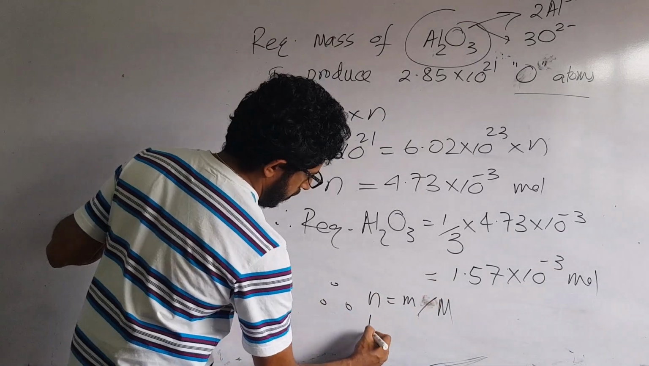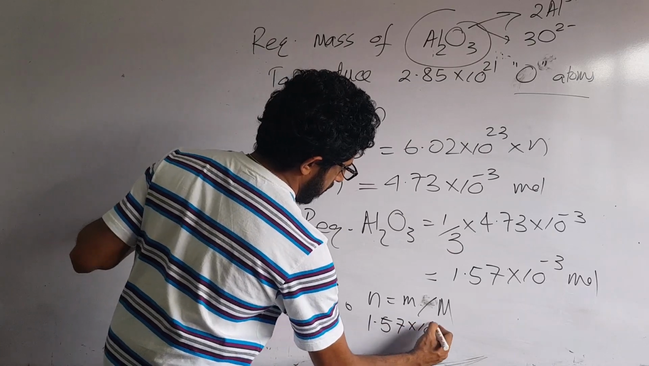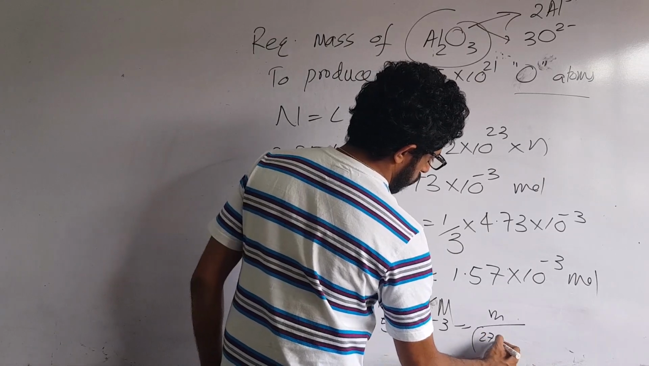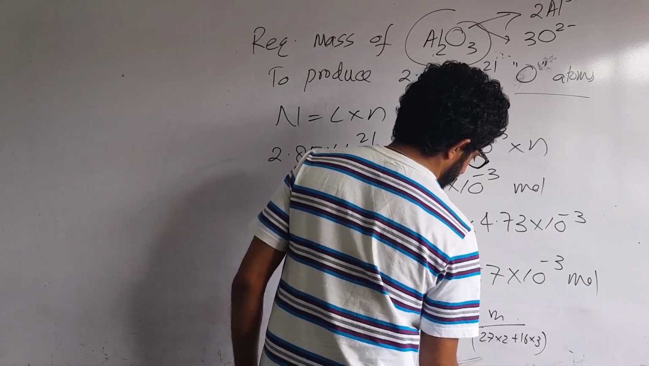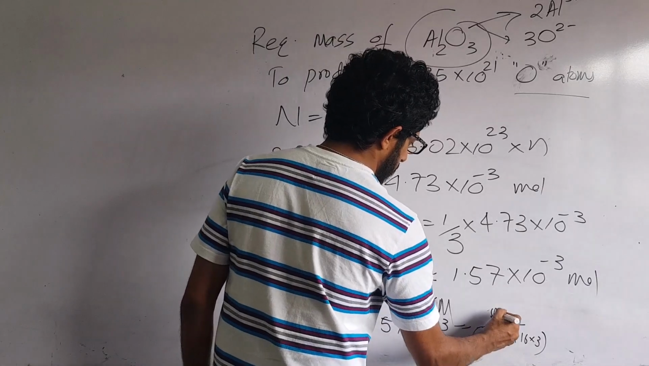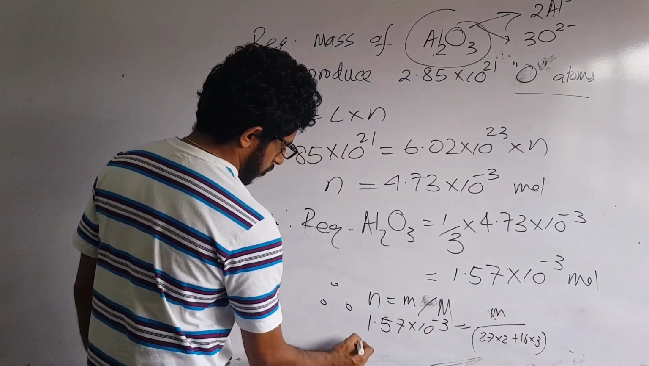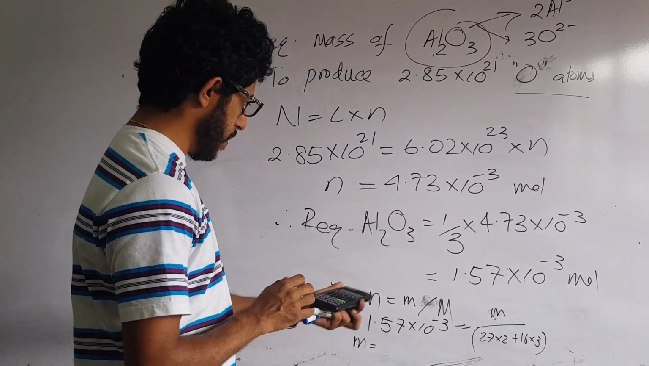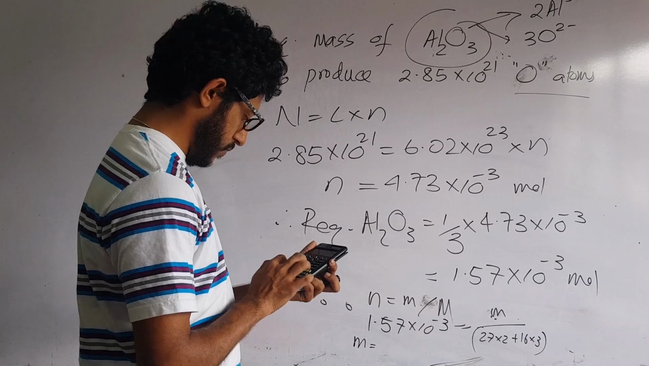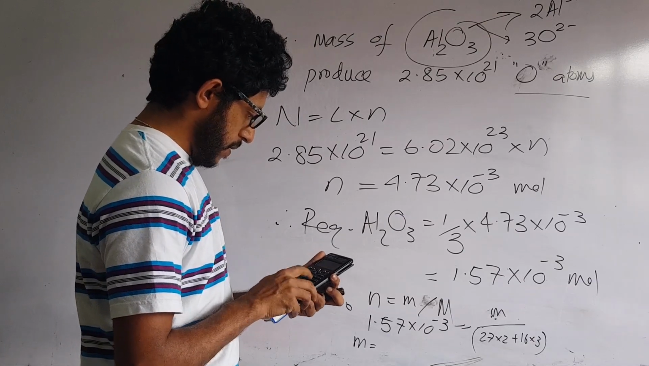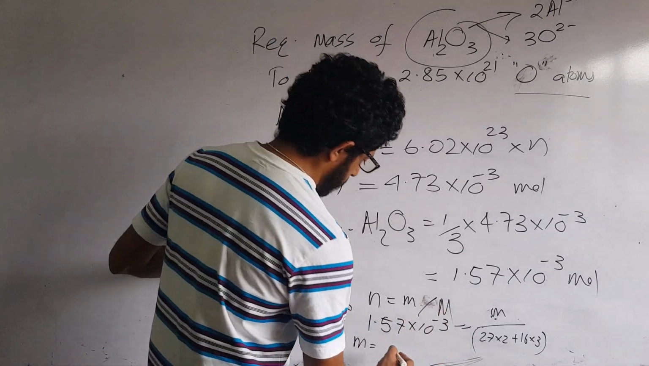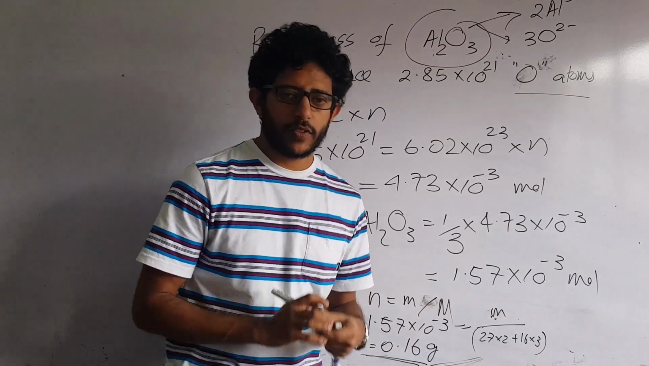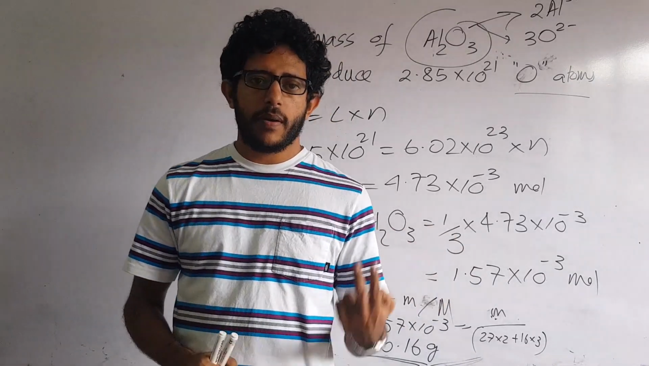1.57 10 to the minus 3 is equal to mass over molar mass of aluminium 27 into 2 plus 16 into 3. Then cross multiply and get the answer for M. So M would be this answer, 0.16 gram. 0.16 grams. So that's how we do these questions. Not that hard. So we'll see how to do some past paper questions.